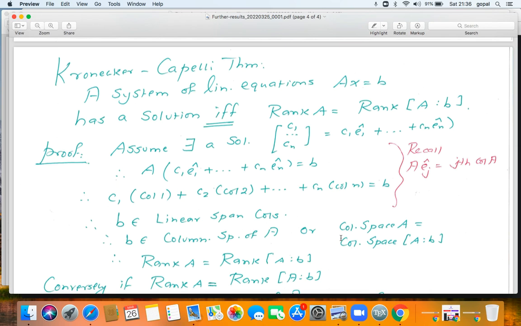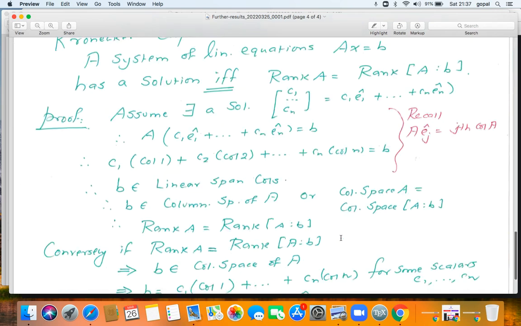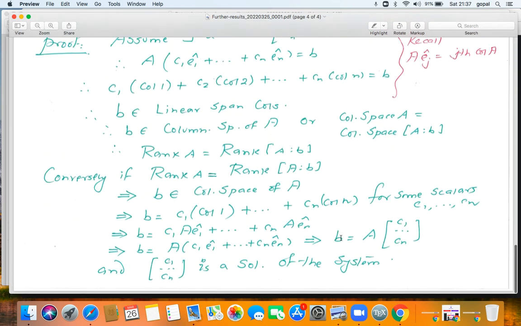So B is already in the column space of A, and so the column space of A and the column space of A augmented with B are the same. So the dimension of the column space of A equals the dimension of the column space of the augmented matrix. In other words, the column rank of A equals the column rank of the augmented matrix. That is, the rank of A is the same as the rank of the augmented matrix. So that's one direction. The converse is equally easy.